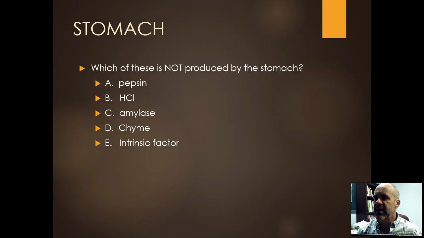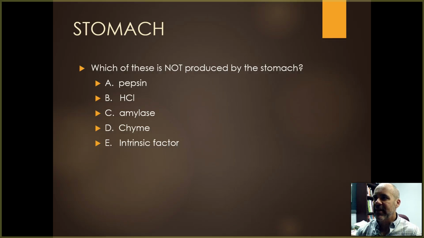All right, which of these is not produced by the stomach? So go back and review what is produced by these different digestive organs. Let's just go through them. Pepsin. Yeah, pepsin, that's a protease. It's an enzyme that breaks down proteins.